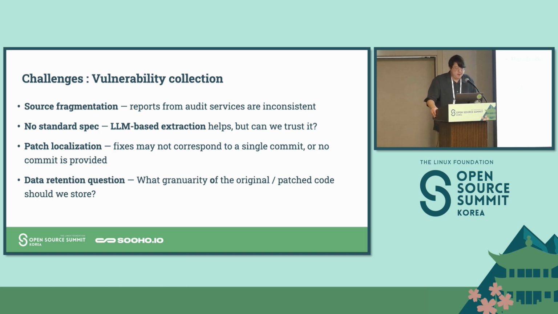The second is patch localization. Patches can also be messy. Sometimes they don't map to a single commit, or they are described in text but never actually committed into code. Another open question is how much of the original patch code we should keep, at what granularity, and whether we should keep in the registry, for reproducibility, function level, contract level, or whole project level.